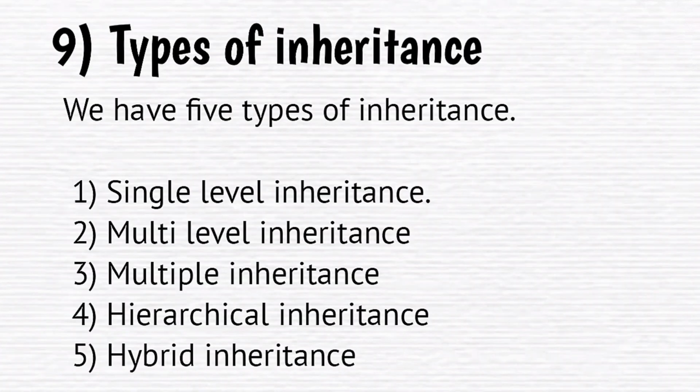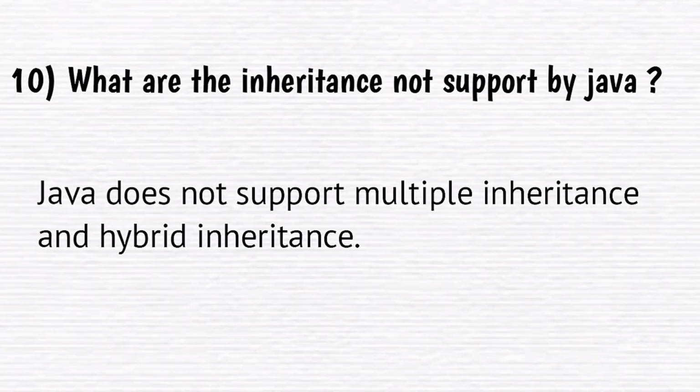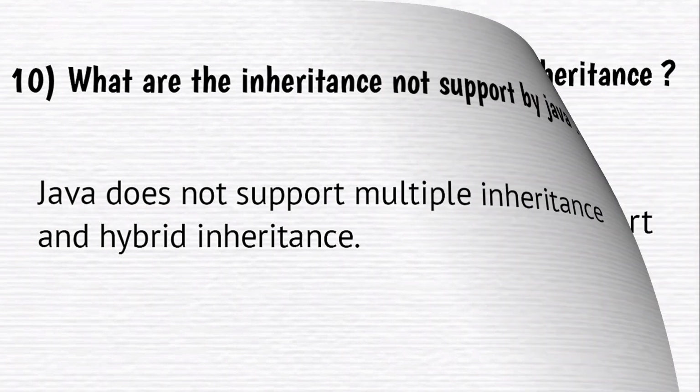Types of inheritance. We have 5 types of inheritance. 1. Single-level inheritance. 2. Multi-level inheritance. 3. Multiple inheritance. 4. Hierarchical inheritance. 5. Hybrid inheritance. What inheritance is not supported by Java? Java does not support multiple inheritance and hybrid inheritance.